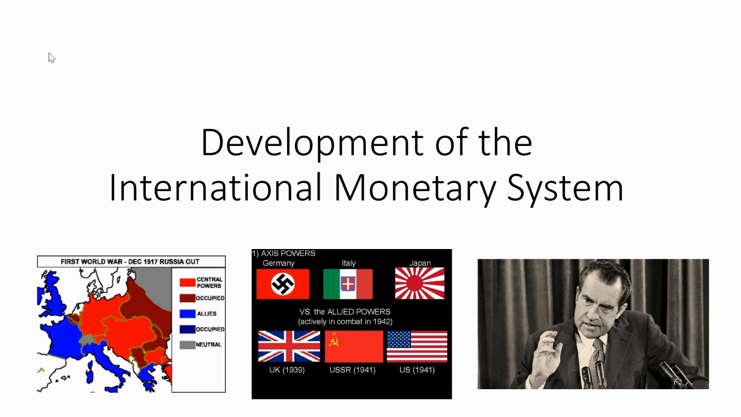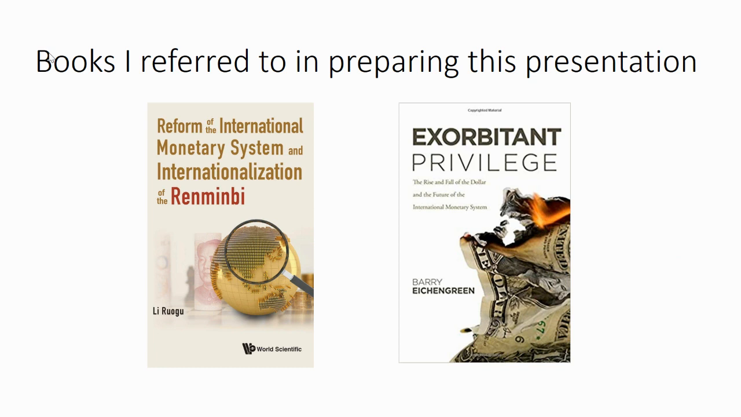Right. So let's begin. In this presentation, I've used two books as reference materials for preparing this content. They are Reform of the International Monetary System and Internationalization of the Renminbi by Li Ruogu, who is a prominent Chinese economist who was the chairman of the Export and Import Bank of China from 2005 to 2015, as well as a book titled The Exorbitant Privilege: The Rise and Fall of the Dollar and the Future of the International Monetary System by an American economist, Barry Eichengreen.